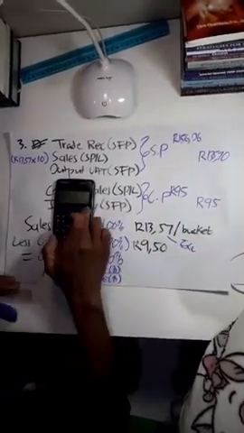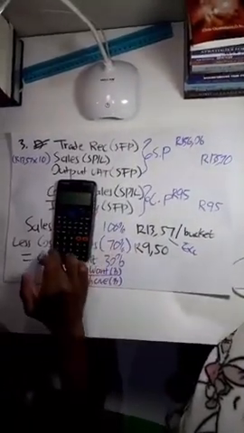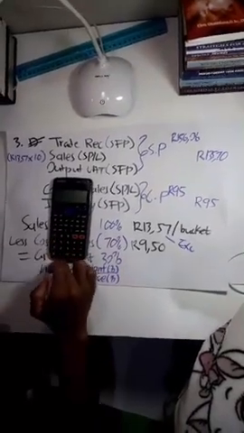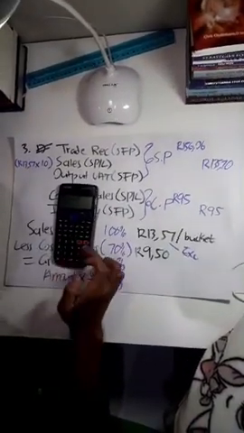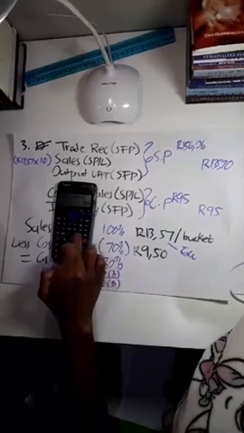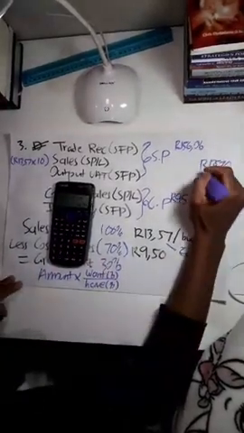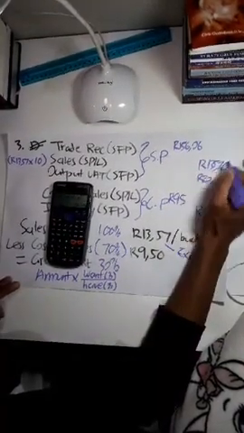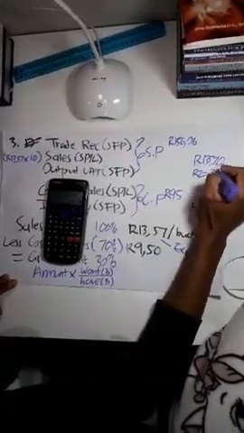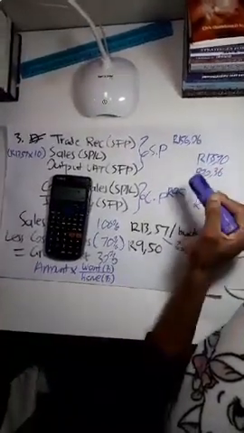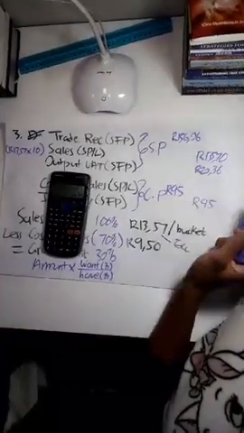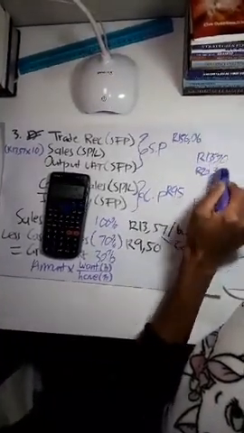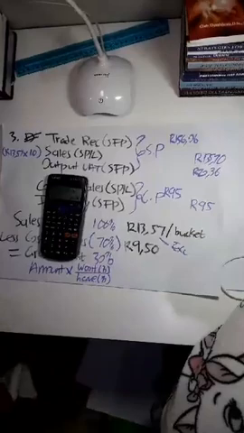And then secondly, you're going to calculate output VAT. You take 135.70 multiplied by 15 over 100, and then you get 20.36. And then remember, output VAT is a liability, and liability is on the credit side. And then when you add these two, you must get your trade receivable.